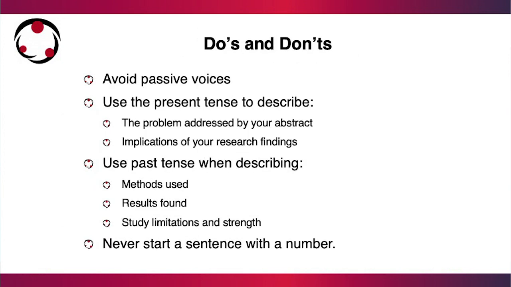Also, although it is common, please avoid passive voice. Consider using the present tense to describe the problem addressed by your abstract and implications of your research findings. You should use past tense when describing methods used, results found, and study limitations and strengths. Please never start a sentence with a number. These are all small tips that can help your abstract stand out.